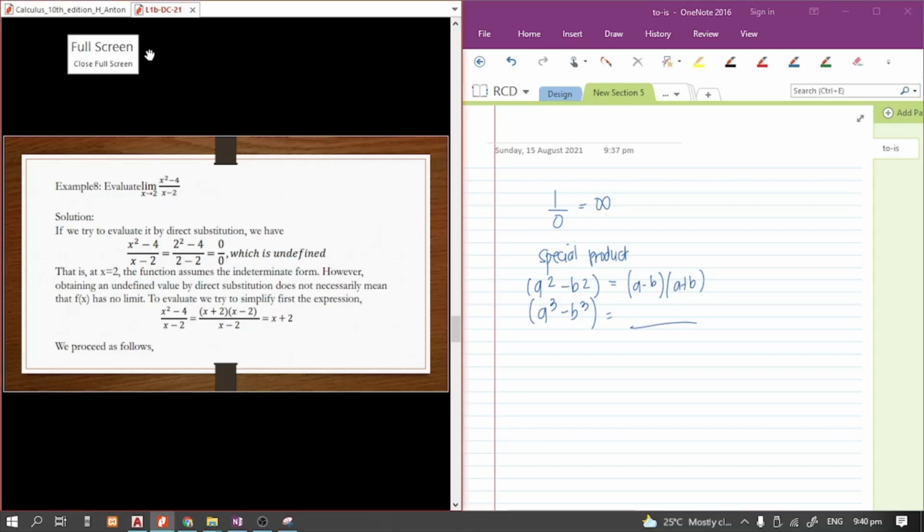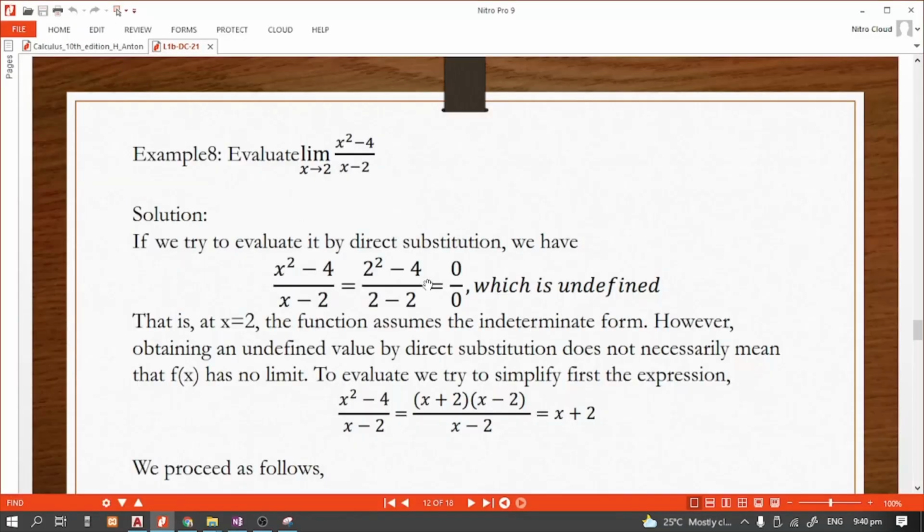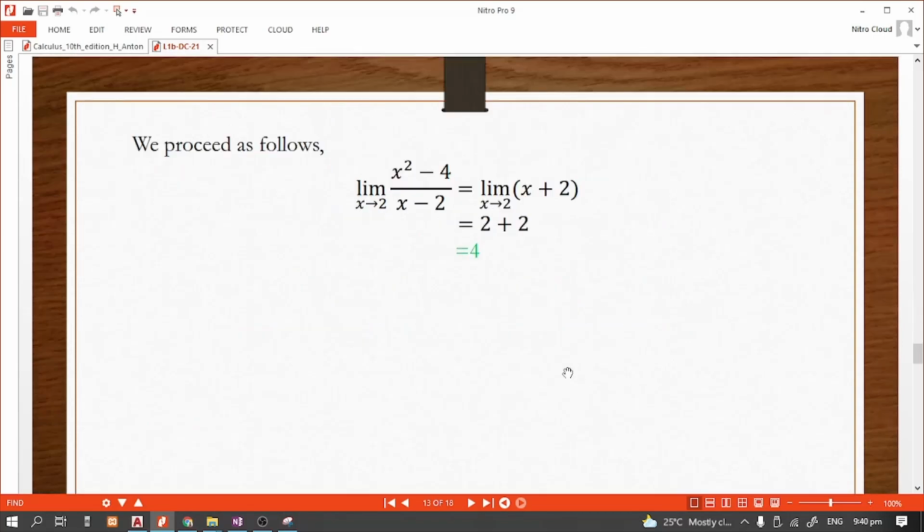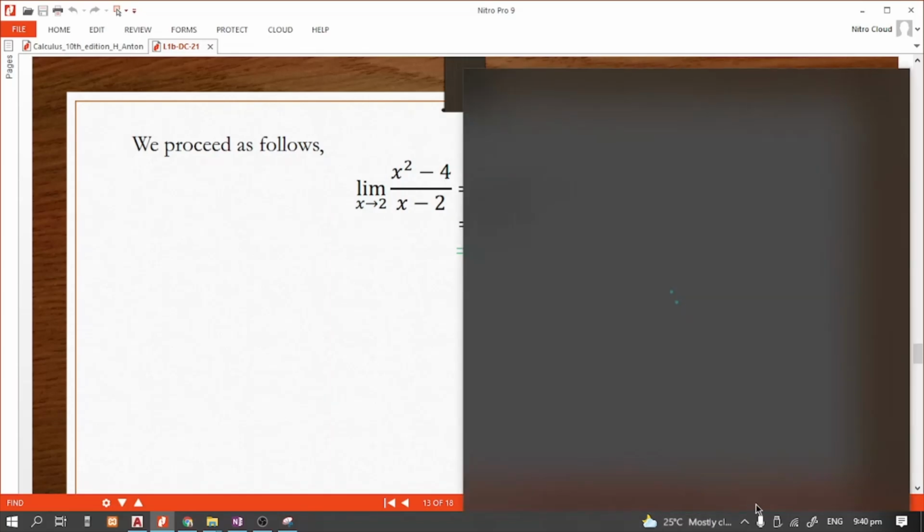So, makakatulong yun para mapabilis yung pag-simplify ninyo ng expression. So, ngayon, pagka-factor out natin, pwede palang i-cancel out yung expression natin sa denominator. So, ang natira is si x plus 2. So, we proceed as follows. Yung original equation natin ay na-reduce into x plus 2.